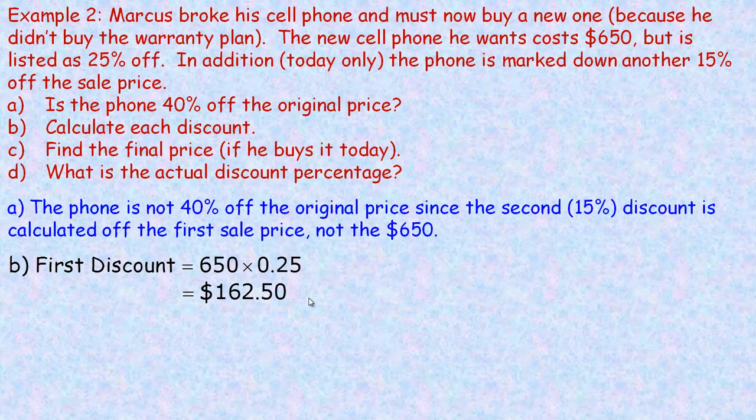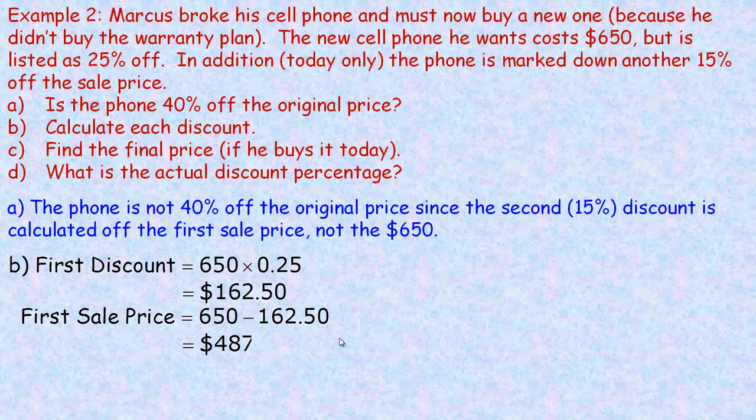Now you'd have to figure what the sale price is after that discount. To get the first or original sale price, we'll take the $650 and subtract this discount. If you do that, you get $487.50. If it wasn't for the additional 15% off, that's what Marcus would be paying. Now we're going to calculate the second discount. The second discount is on this, so we're finding 15% of $487.50.